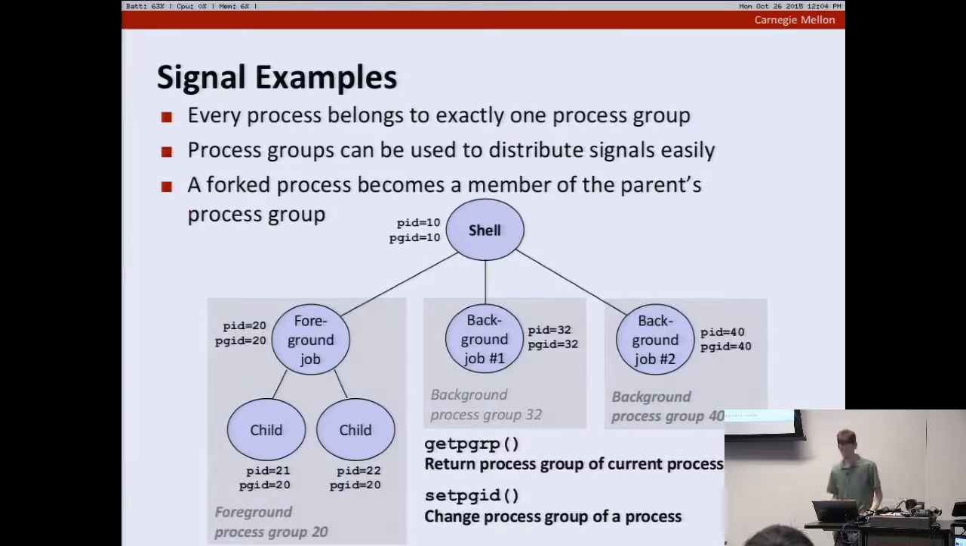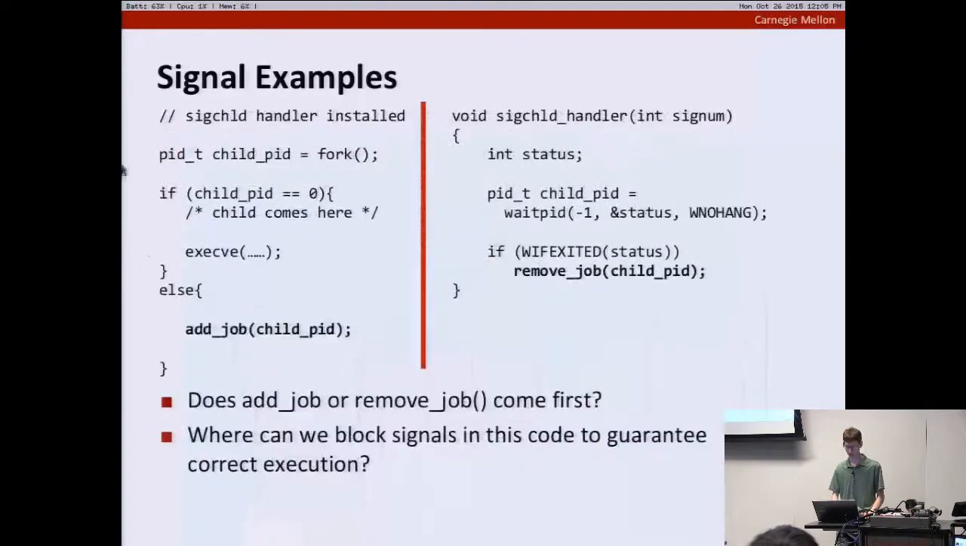We've got process groups. Every process belongs to a process group, and when we fork, we stay in the same group as the parent. You can change the group, but by default we just stay in the same group as the parent, and that will be something you'll do in shell lab.